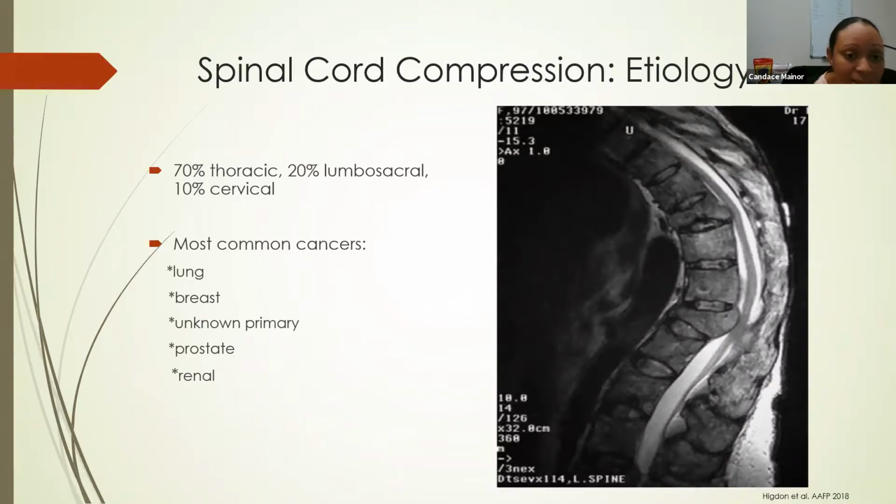So most of the cases of spinal cord compression involve the thoracic spine, although 20% of cases is the lumbosacral spine and 10% is cervical. The most common cancers associated with spinal cord compression are from the lung, breast, prostate, renal, and unknown primary.